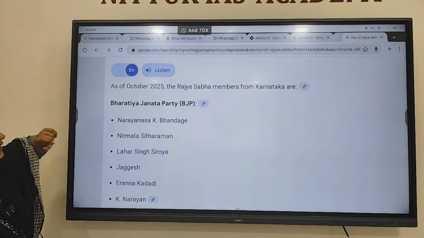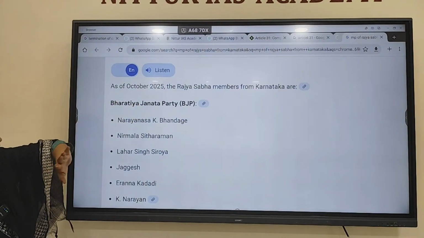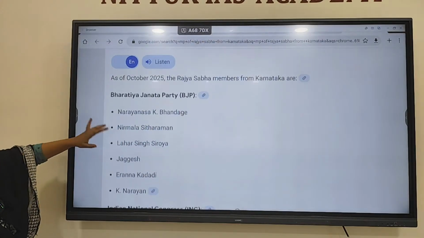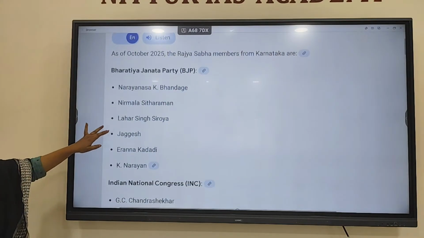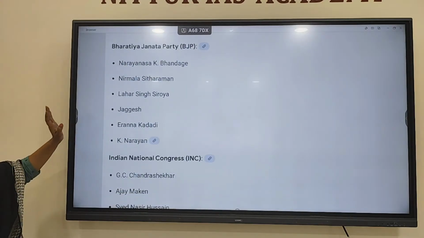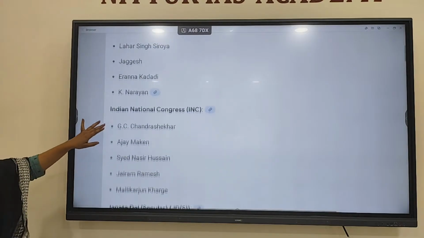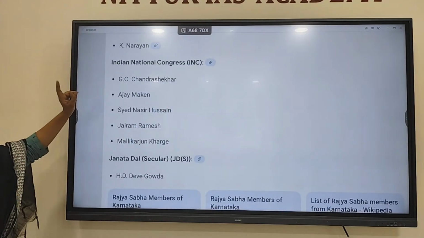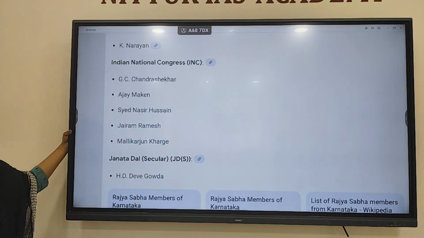As of October 2025, the Rajya Sabha members from Karnataka are Narayanasa Bhandage and Nirmala Sitharaman. She is elected from Karnataka itself. Next, Lahar Singh Siroya, Jaggesh the actor, Irana Kadadi, and K. Narayan. All these are from the Indian National Congress. One is H.D. Devegowda, who is from JDS.